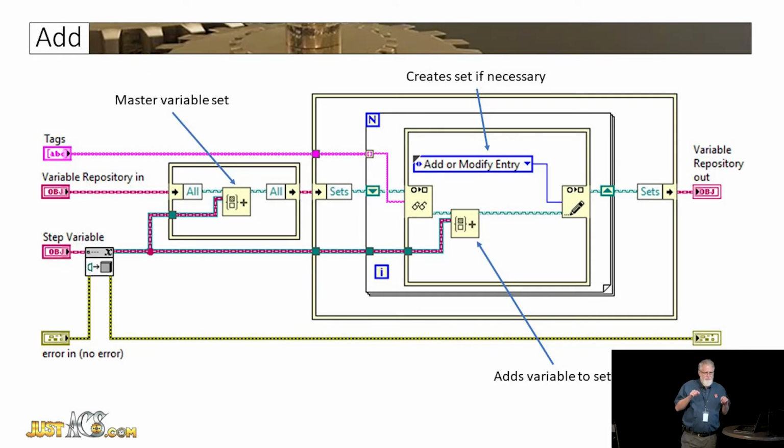If it's set to add or modify, it'll look for my tag. If it finds my tag, it'll return that set to me. If it doesn't find that tag, it will add a new set for me. And I can set that to other things. So I can make it so you can only modify, and it'll fail if the tag isn't present. But that gives me back my set. Then I can add my variable to the set, and I can go on with my bad self.